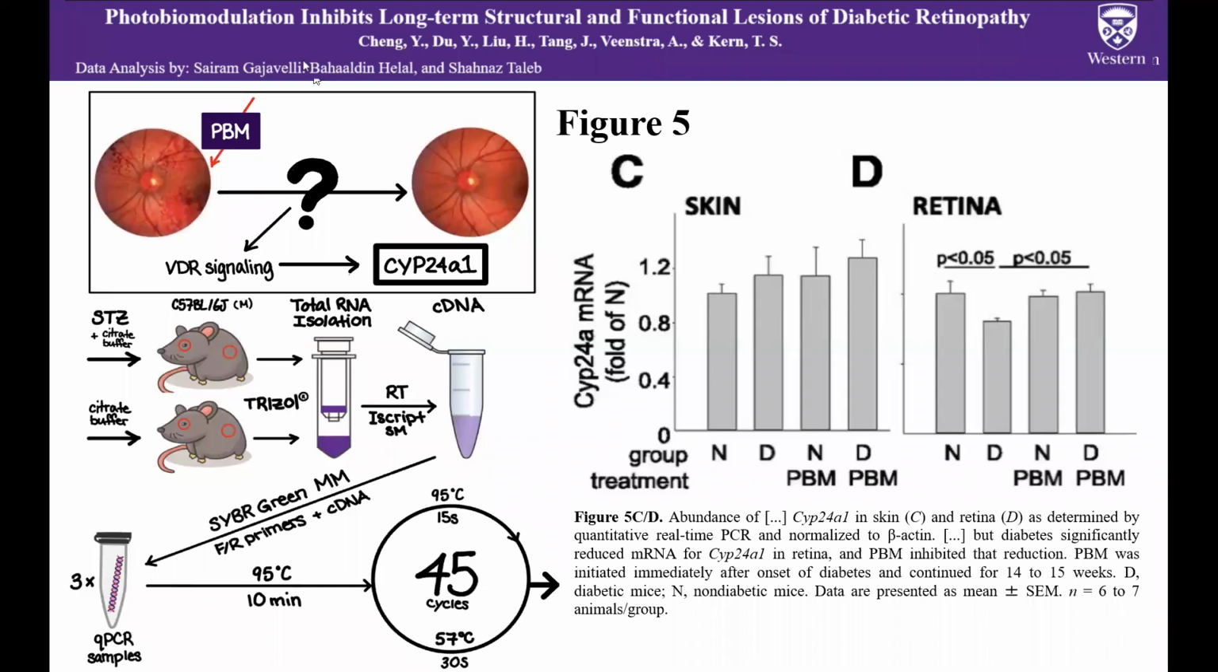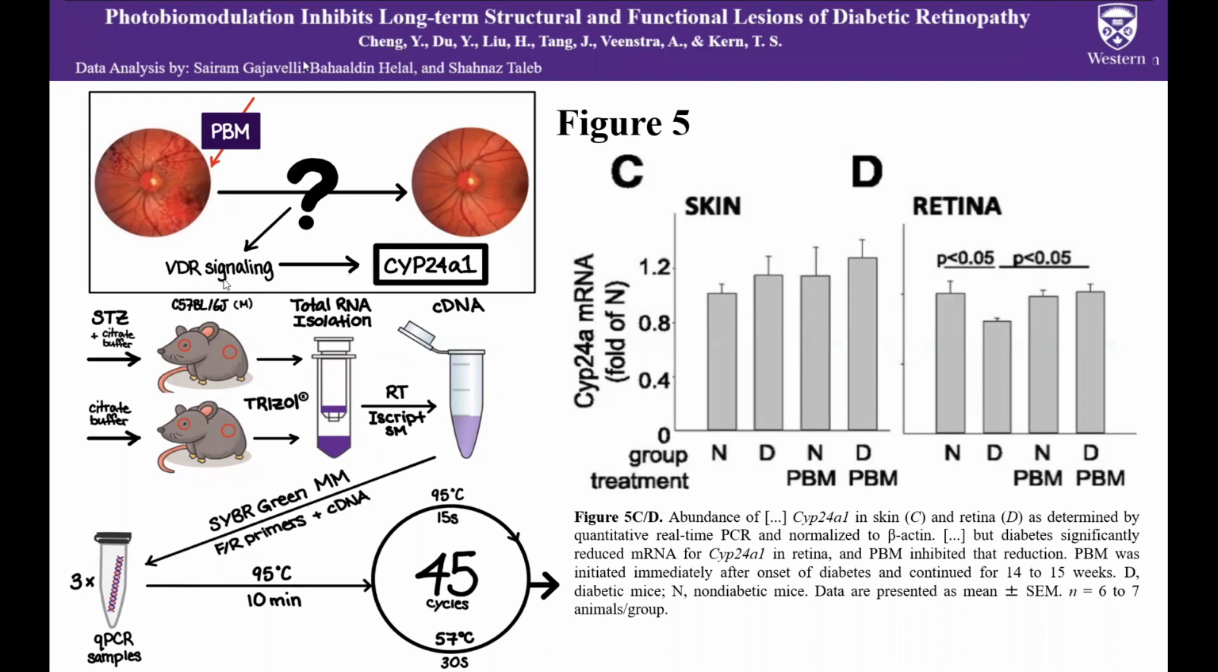Hello. The study we are analyzing today is titled Photobiomodulation Inhibits Long-Term Structural and Functional Lesions of Diabetic Retinopathy, authored by Chang and colleagues. This study examined the activation signaling of the vitamin D receptor, and because CYP24A1 is a known regulator of the aforementioned receptor, it was chosen as a qPCR target for genetic quantification.